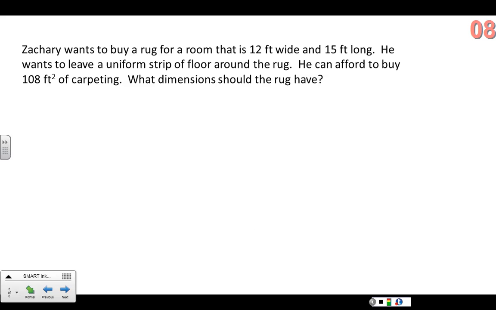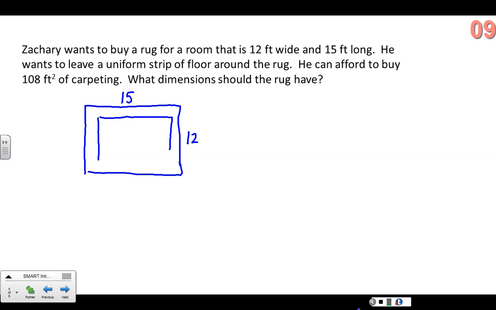Here is another type of application we might see when we're talking about quadratic equations. This one involves area. Zachary wants to buy a rug for a room that is 12 feet wide and 15 feet long. Those are the dimensions of the room. So we're going to have a rectangular room, it looks like. The room is 12 feet wide and 15 feet long, so 15 by 12. He wants to leave a uniform strip of floor around the rug. So he's going to put a rug in this room, but he wants a uniform strip of floor around the rug.